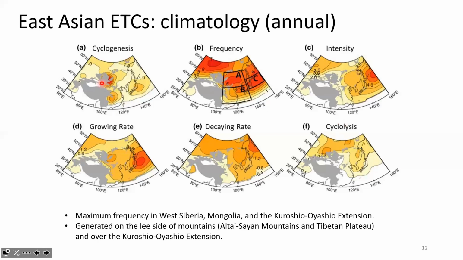According to their genesis locations, they are called Mongolia cyclones, East China cyclones, and Kuroshio cyclones. These East Asian cyclones travel eastward, intensify rapidly over the Kuroshio-Oyashio extension, and decay rapidly near the Kamchatka region. These East Asian cyclones have an exclusive seasonality.